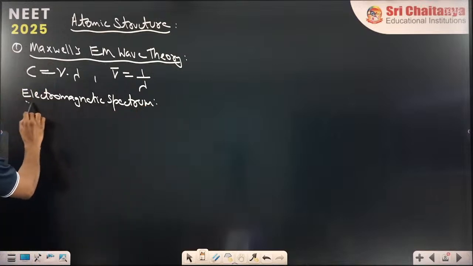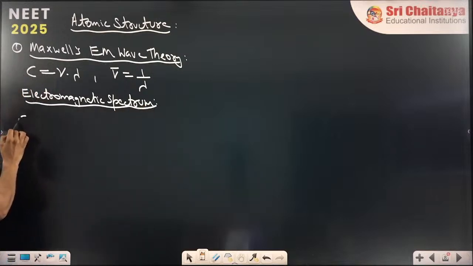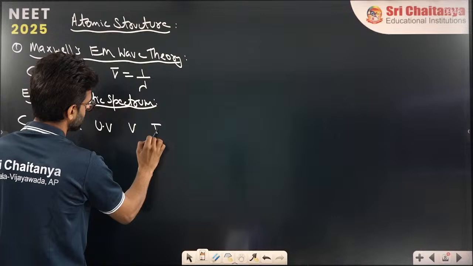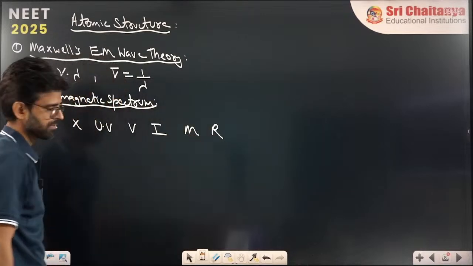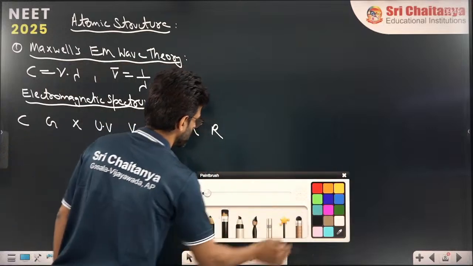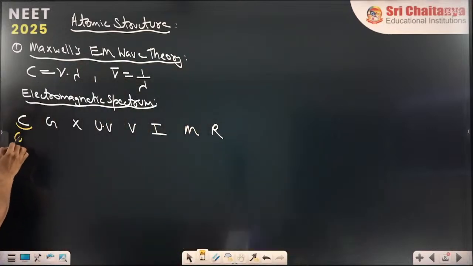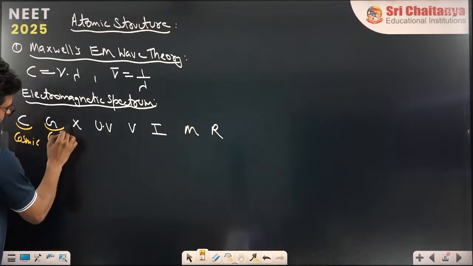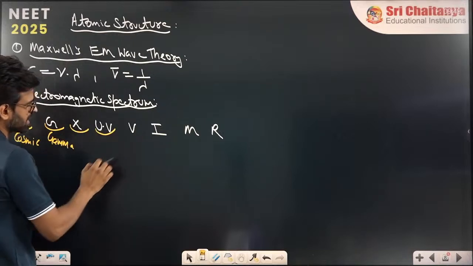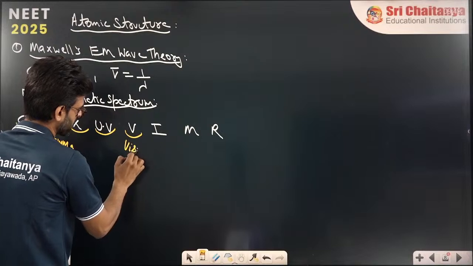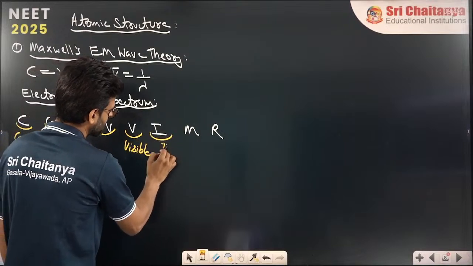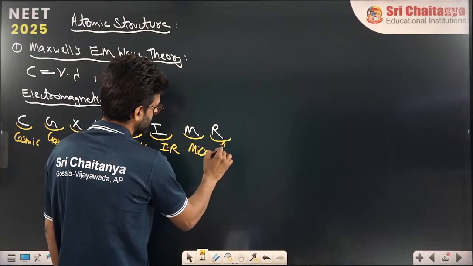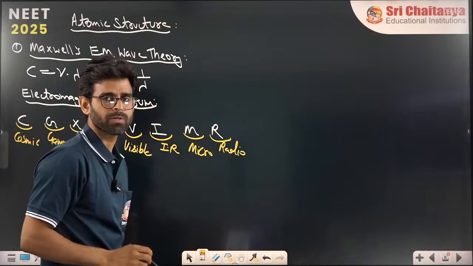Many times they ask this question. If you see carefully, it is C, G, X, UV, V, I, M, R. What are these? C means cosmic rays. G means gamma. X means X-rays. U means ultraviolet rays. V means visible. I means infrared. M means microwaves. And R means radio. So this sequence is very important.